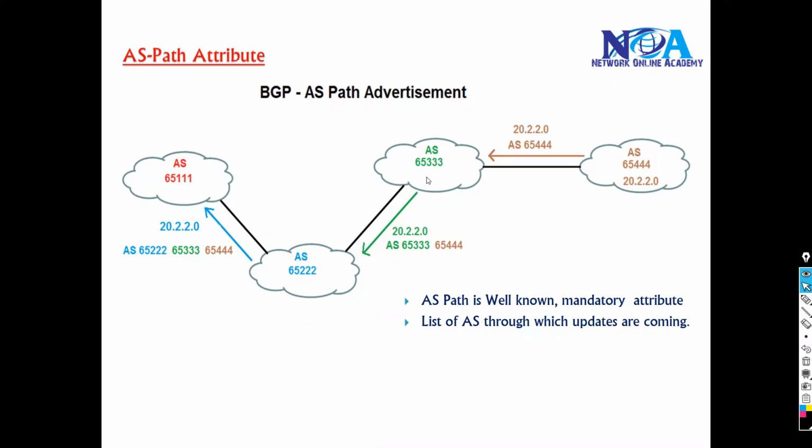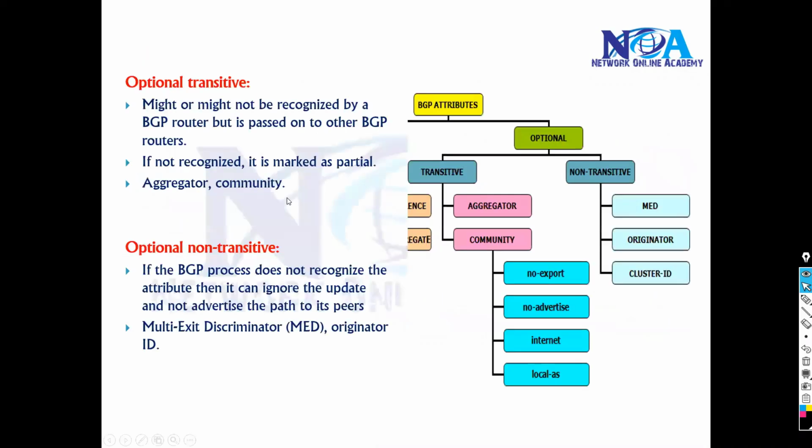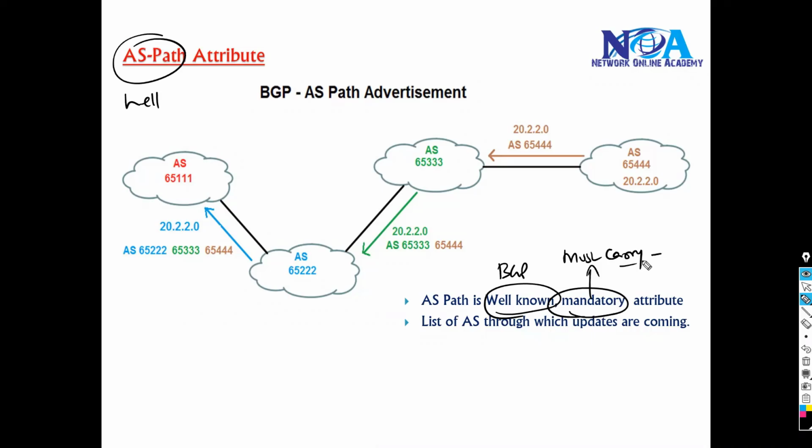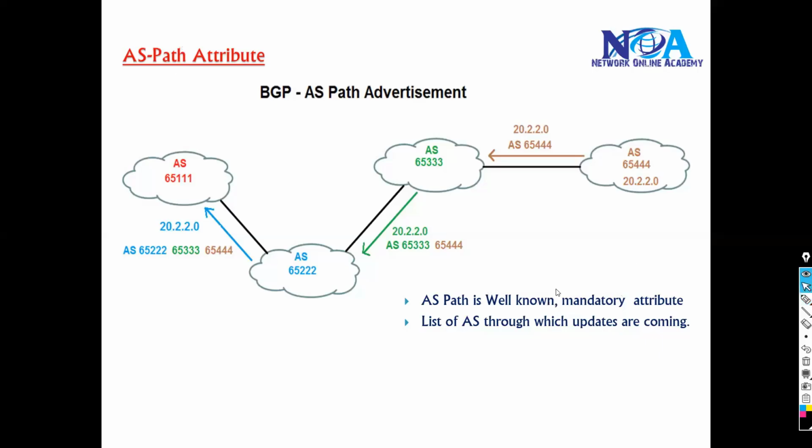So the first attribute we'll try to understand is the AS-Path attribute. This AS-Path attribute is a well-known attribute, recognized by all BGP implementations, and it is a mandatory attribute, meaning it must carry this information when sending an update to the neighbors. So AS-Path information will be carried along with the BGP updates.